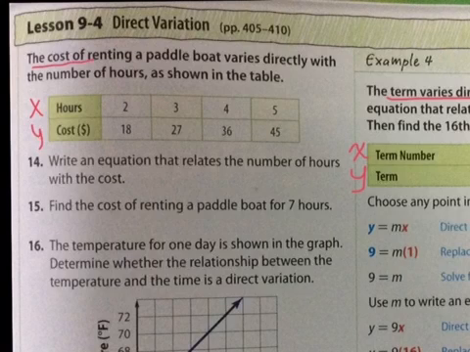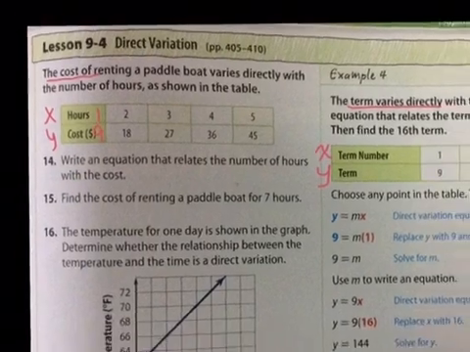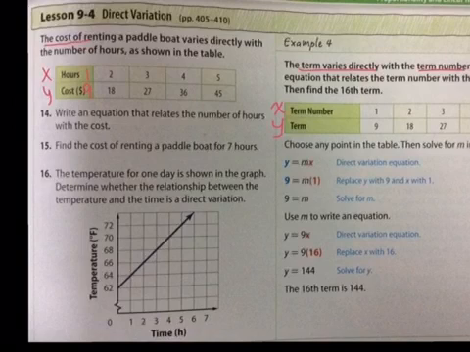Makes sense, right? And here we have 2 hours is $18, 3 hours is $27. I can see that my unit rate is 9. Do you see it? That's our unit rate, because if 2 is 18 and 3 is 27, 4 is 36, 5 is 45, 1 must be 9. Now let's answer these questions based on this information. Write an equation that relates the number of hours with the cost. Very similar to what we did here in the example, boys and girls. I think I'm going to leave this as it is because I think you'll be able to figure it out.